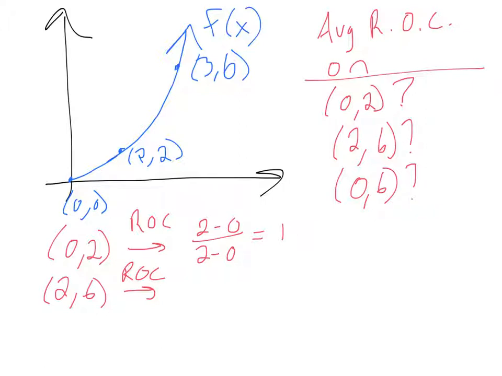And so the rate of change is going to be 6 minus 2 over 3 minus 2. So we're expecting that to be a bigger number than 1. It ends up being 4 over 1, which is 4. So that lives up to our expectations.